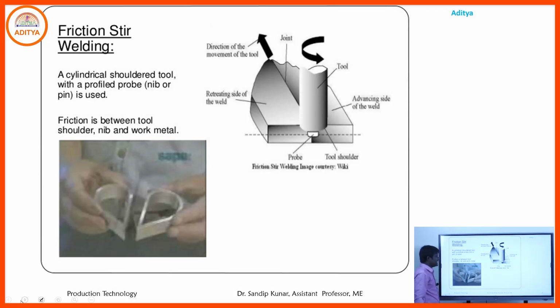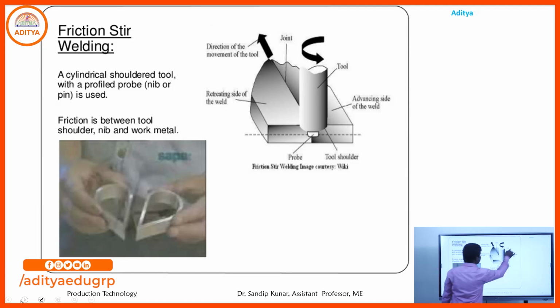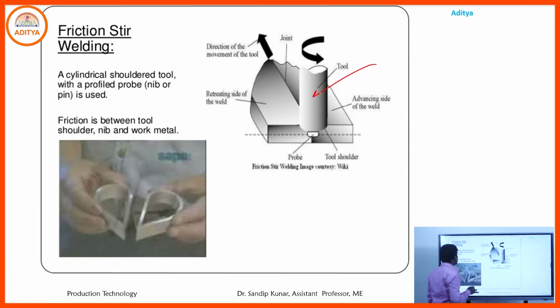Friction stir welding. Here we use a cylindrical-type tool with a profile probe, a pin-type probe. There is friction between the tool and the workpiece metal, and we want to weld across this direction, between plate one and plate two.